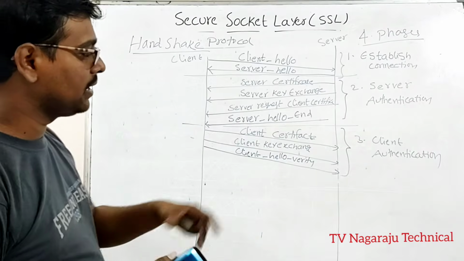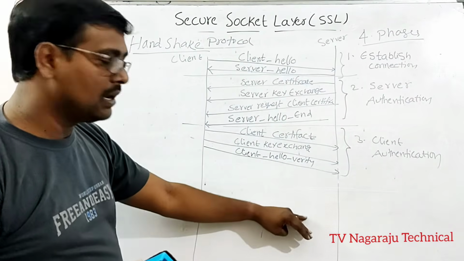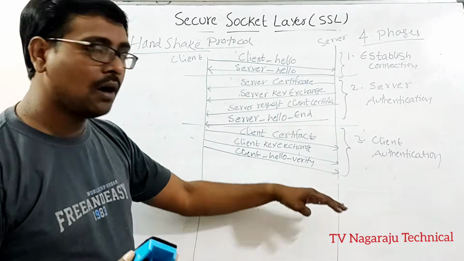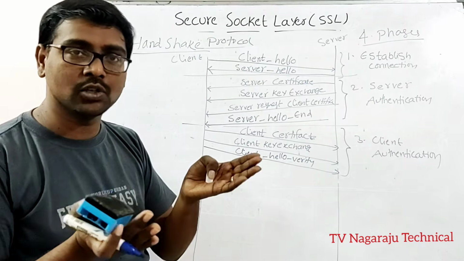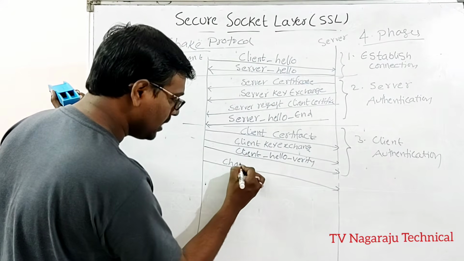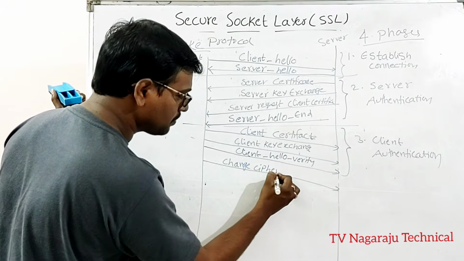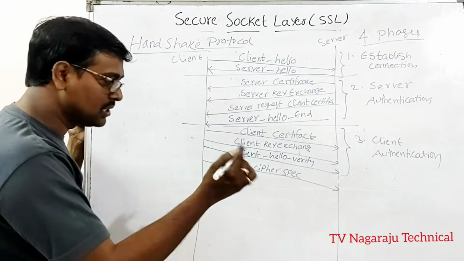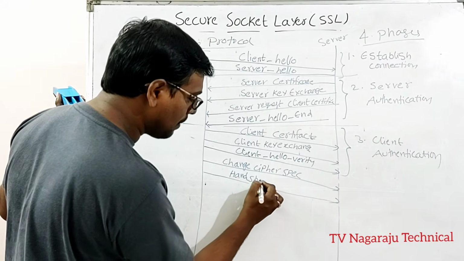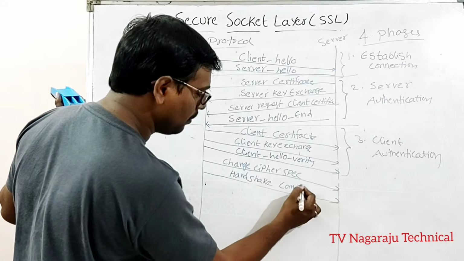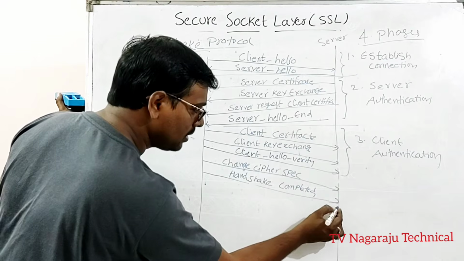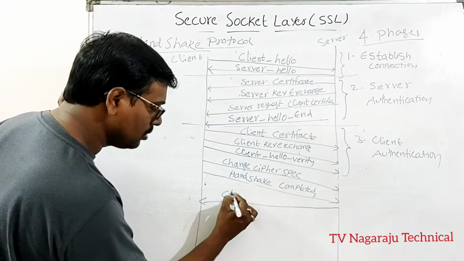Now the server and client are authenticated to each other. In between they transfer different messages. After completion of all the messages, you have to stop. Yes or no? For this, the client sends the Change Cipher Spec protocol, and the client sends handshake completed. That is from the client side, it has ended. Similarly, on receiving this, the server also does the same.